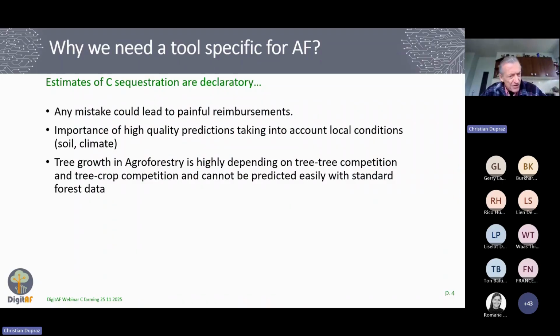And finally, tree growth in agroforestry is highly dependent on tree-tree competition and tree-crop competition. And we cannot use standard forest data to predict the growth of trees in agroforestry. So this is why we are using specific models to do that.